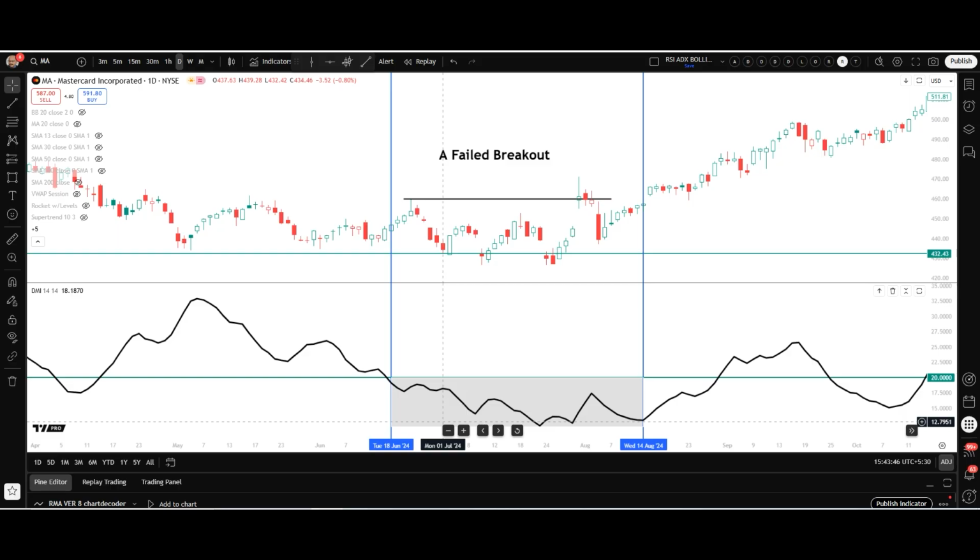Take a look at Mastercard's daily chart. The price was stuck in a sideways drift and ADX had slipped below 20. Notice how multiple breakouts as well as breakdowns failed in this particular stock during that period. Here was a breakout which failed. Here was a breakdown which failed.